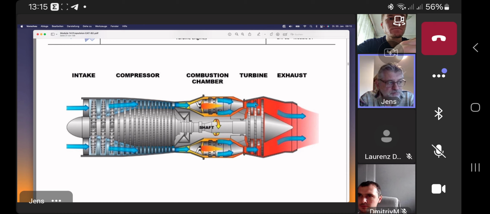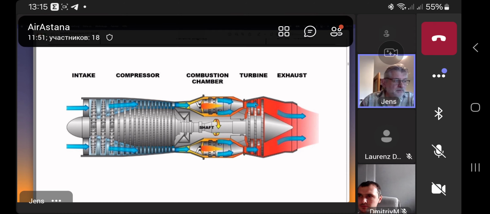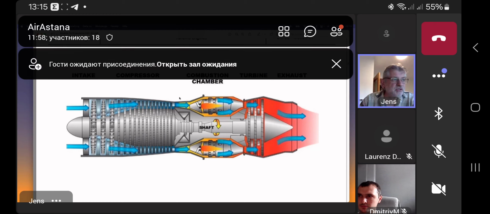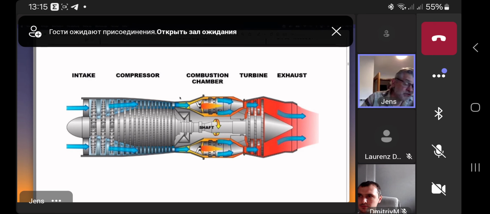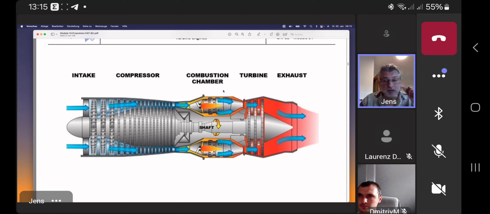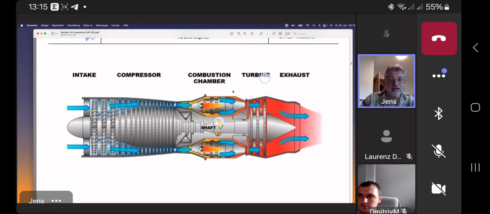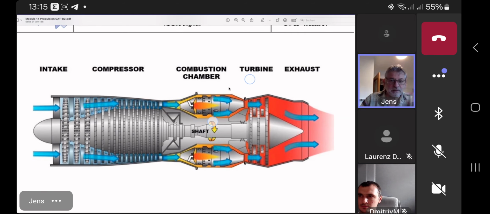Important is also, in general, when we say we have several sections in our engine. Of course, we have our compressors, the intake as can be seen here. We have our combustion section where the working cycle itself takes place, the conversion from potential energy to kinetic energy. And then we have our turbines and the exhaust.